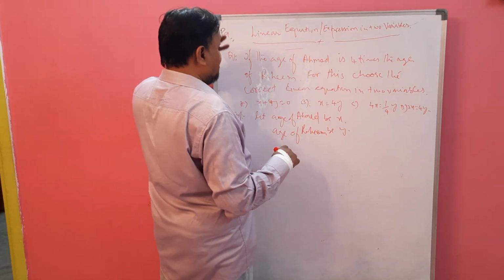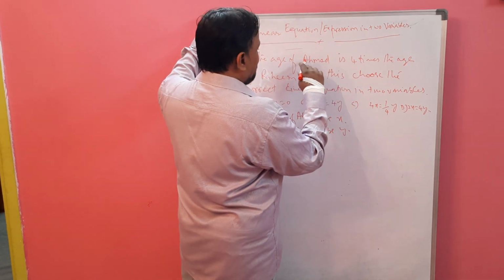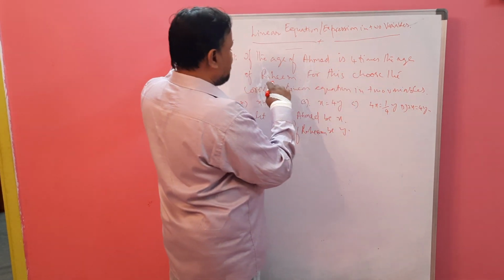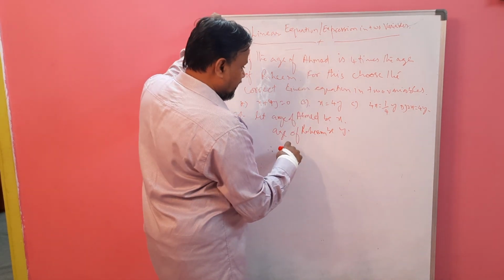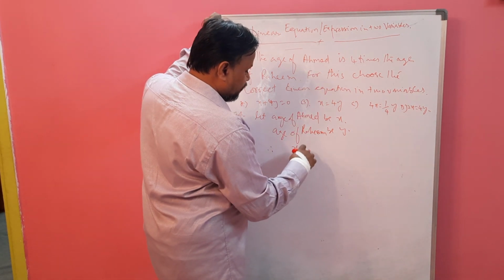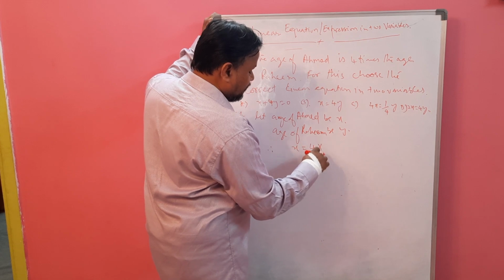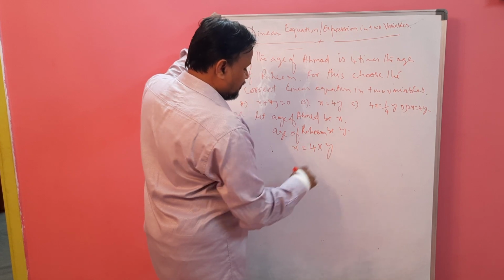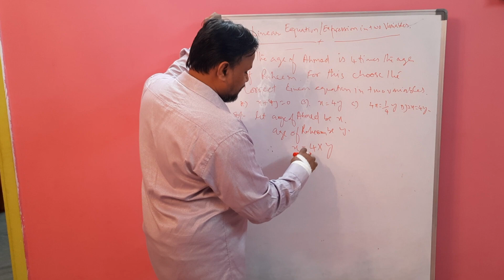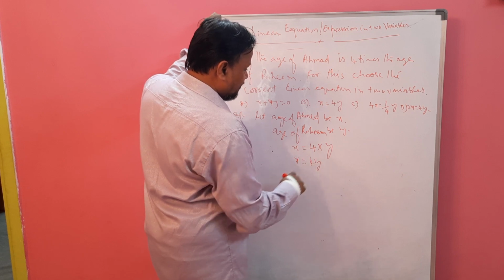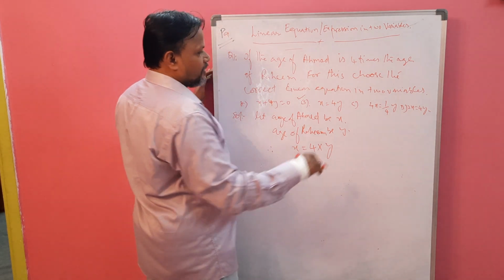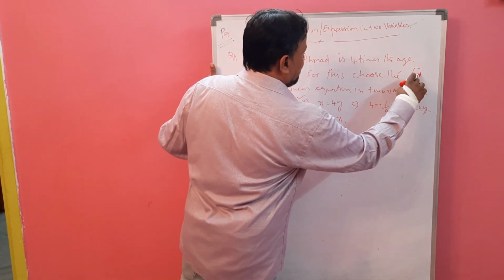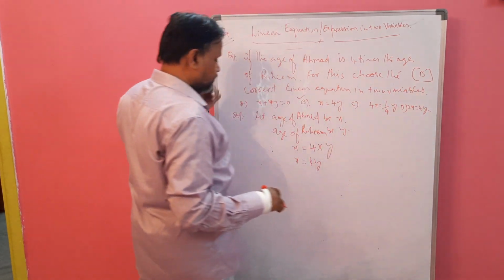Now what is the condition there? Ahmad is 4 times the age of Rahim. So according to that question, the age of Ahmad is 4 times y, 4 into y. Times means into, we have to multiply. x equal to 4y. This is our equation. Where is that? B. So B is your solution.